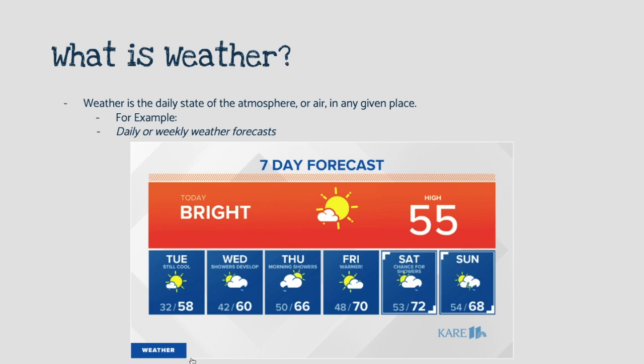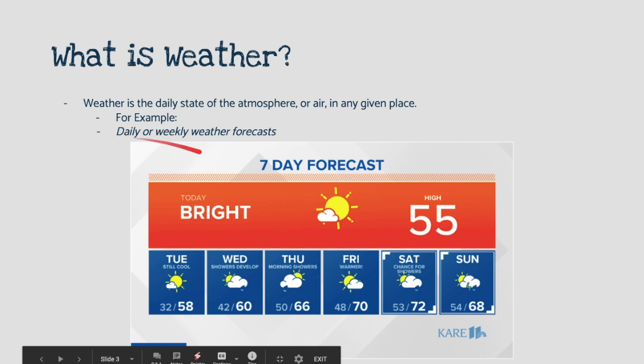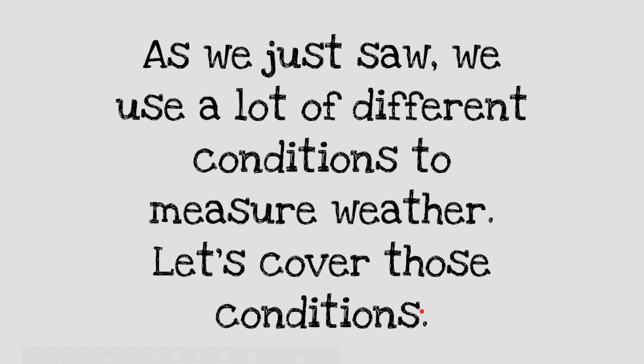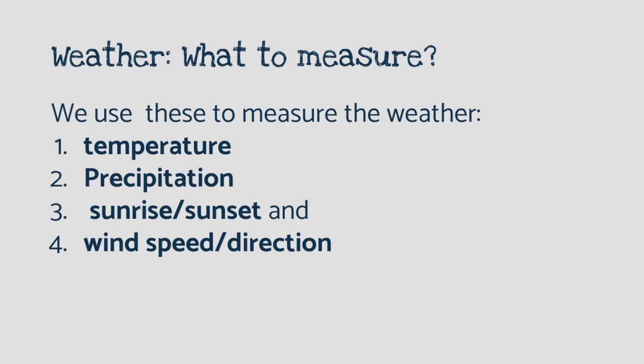So, for example, we have daily or weekly weather forecasts. So a forecast would be something like this, where it talks about the different days of the week and what weather we're expecting and how to describe that weather. Okay, let's go on to the next slide here. So as we just saw, we use a lot of different conditions to measure weather. Let's cover those conditions here.